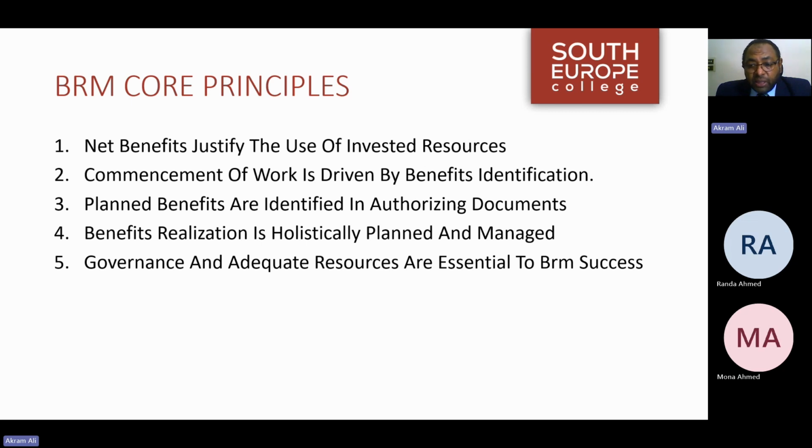Benefits realization management has 5 core principles, which are: net benefits justify the use of invested resources. Commencement of work is driven by benefits identification. Planned benefits are identified in authorizing documents. Benefits realization is holistically planned and managed. Governance and adequate resources are essential to BRM success.